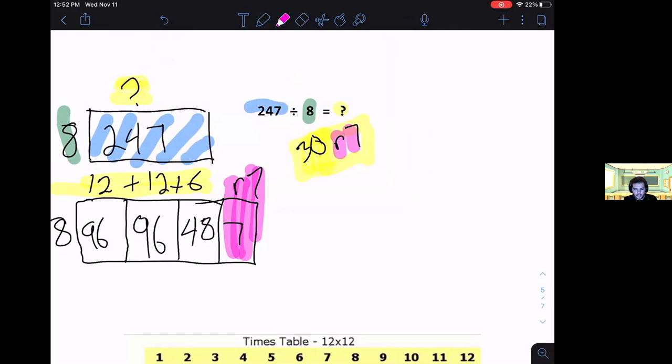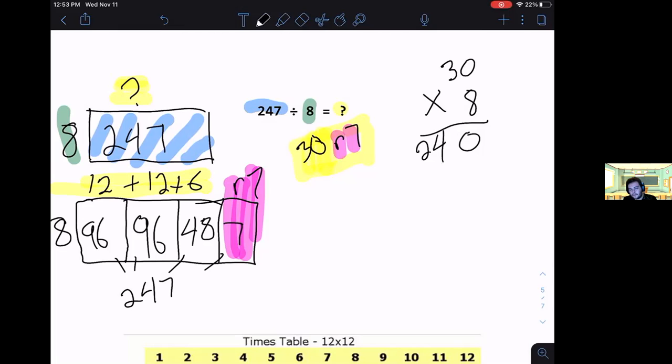And we can check our work. So one thing we can do to check our work is we can check to see if all these parts over here add up to 247. That's one way to look at it. But since we are team multiplication out in these streets, we're going to go ahead and multiply. 30 times 8. That's 0, because anything times 0 is 0. We know this. 8 times 3 is 24. We have 240.